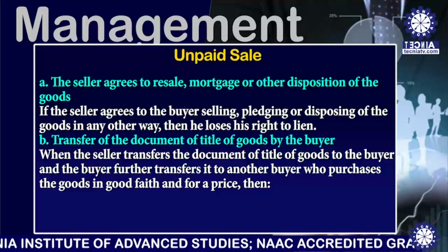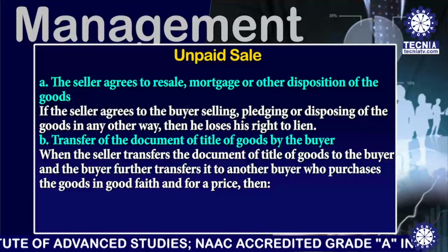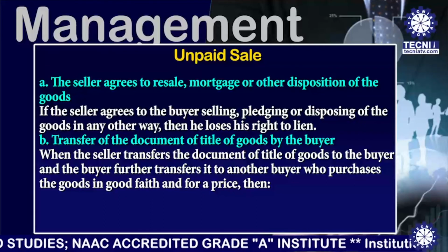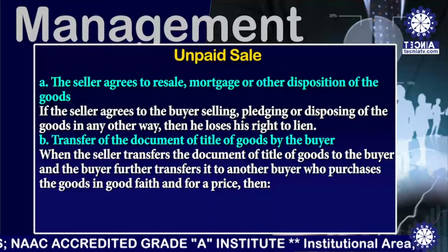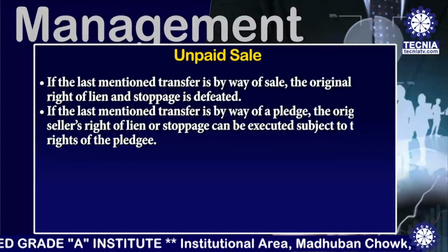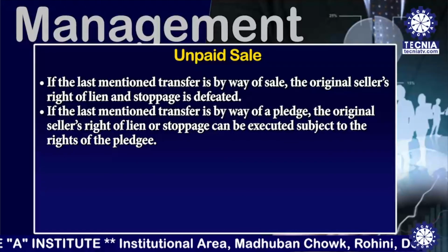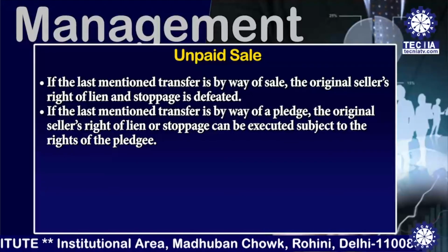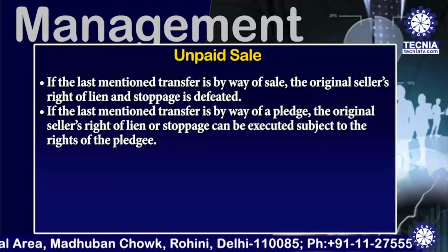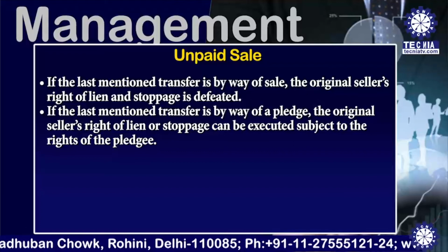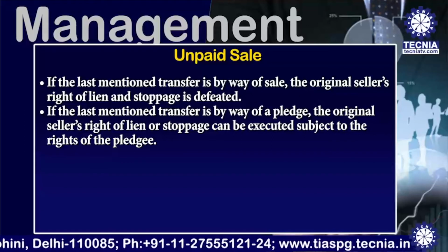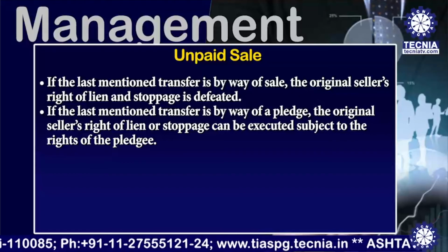Number two, transfer of the document of title of goods by the buyer. When the seller transfers the document of title of goods to the buyer and the buyer further transfers it to another buyer who purchased the goods in good faith and for a price, then number A, if the last mentioned transfer is by way of sale, the original seller's right of lien and stoppage is defeated. Number B, if the last mentioned transfer is by way of pledge, the original seller's right of lien or stoppage can be exercised subject to the rights of the pledgee.